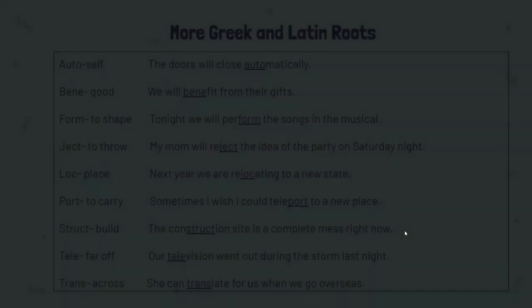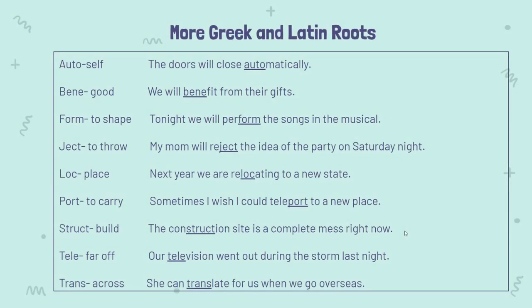Okay, so then we have another list of some important Greek and Latin roots that you probably have seen when you're looking at vocabulary. So auto, when you think of auto, talking about self. So the doors will close automatically, meaning they close on their own by themselves. And then we have bene, which means good. So we will benefit from their gifts, meaning we will see the rewards from their gifts.